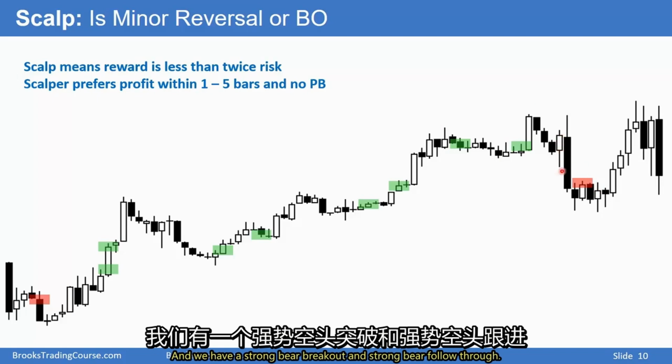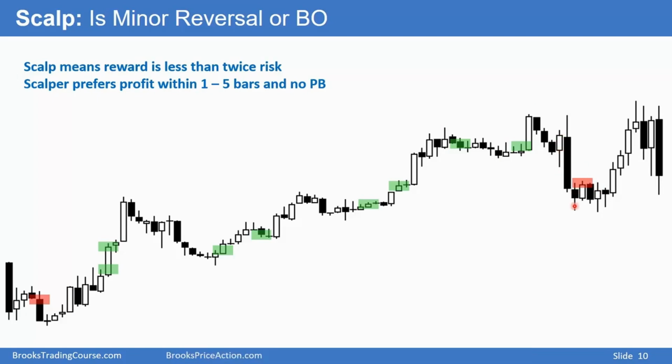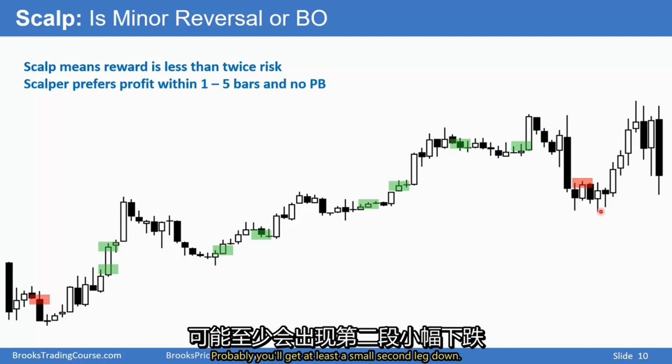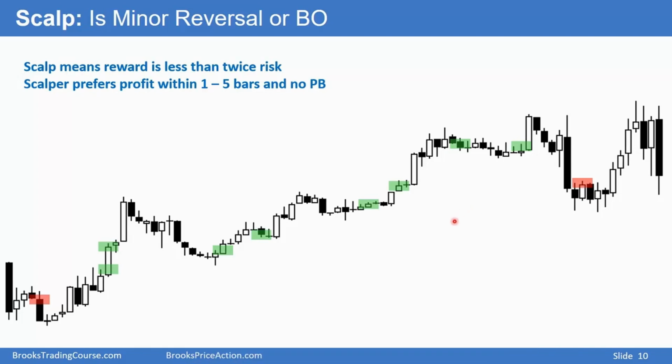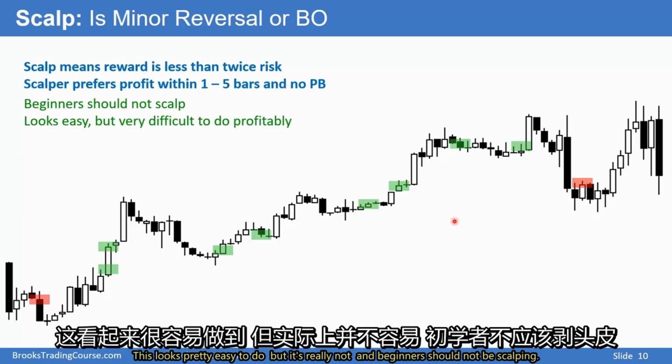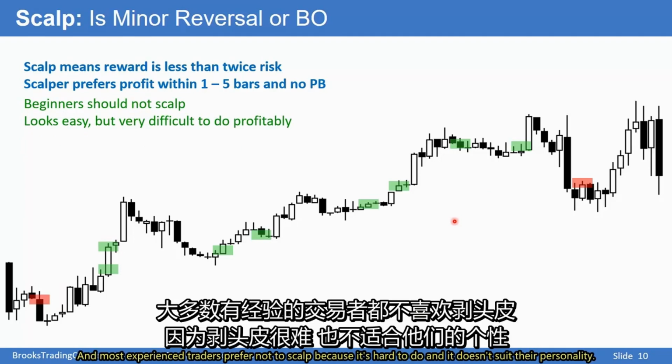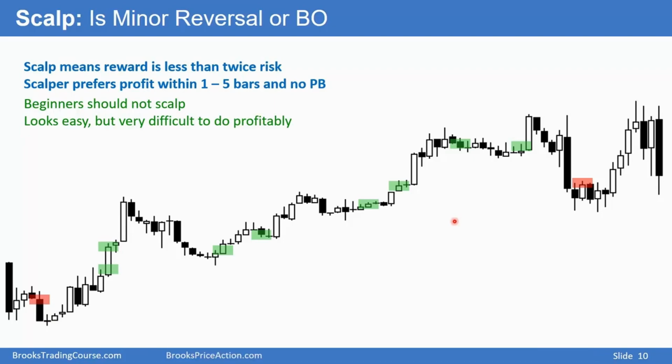And we have a strong bear breakout and strong bear follow through. Probably you'll get at least a small second leg down. A scalper will sell the high of this bear bar and get filled right here. This looks pretty easy to do, but it's really not. And beginners should not be scalping. And most experienced traders prefer not to scalp because it's hard to do and it doesn't suit their personality.